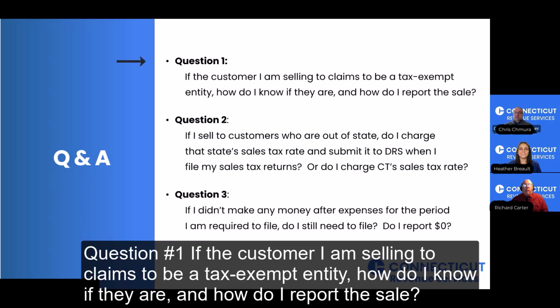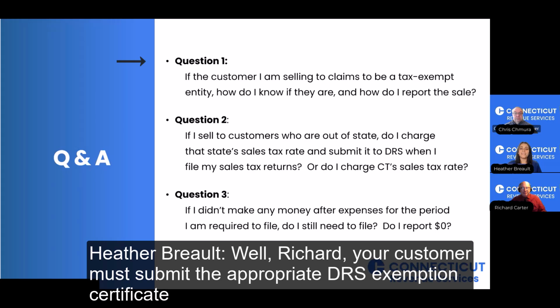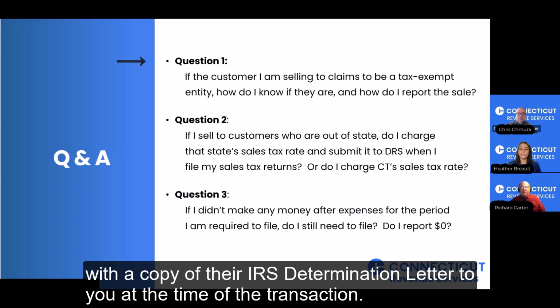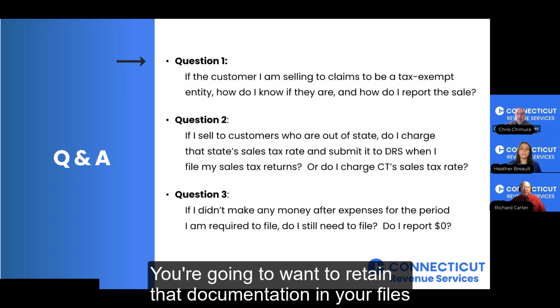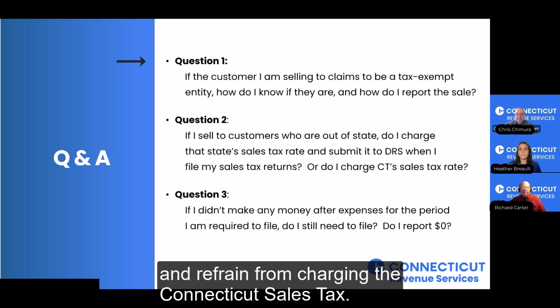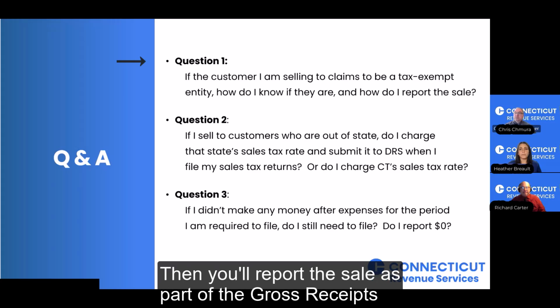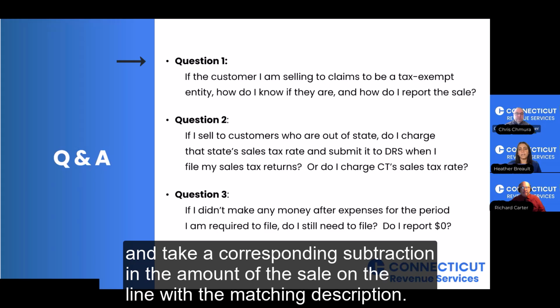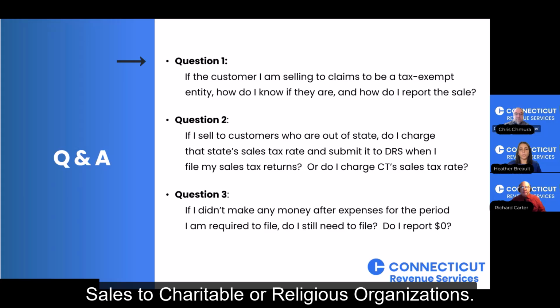Question number 1. If the customer I am selling to claims to be a tax exempt entity, how do I know if they are, and how do I report the sale? Well, your customer must submit the appropriate DRS exemption certificate with a copy of their IRS determination letter to you at the time of the transaction. You're going to want to retain that documentation in your files and refrain from charging the Connecticut sales tax. Then you'll report the sale as part of the gross receipts and take a corresponding subtraction in the amount of the sale on the line with the matching description, sales to charitable or religious organizations.